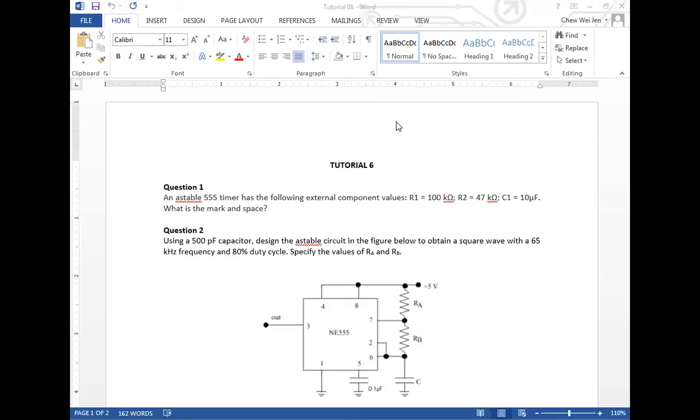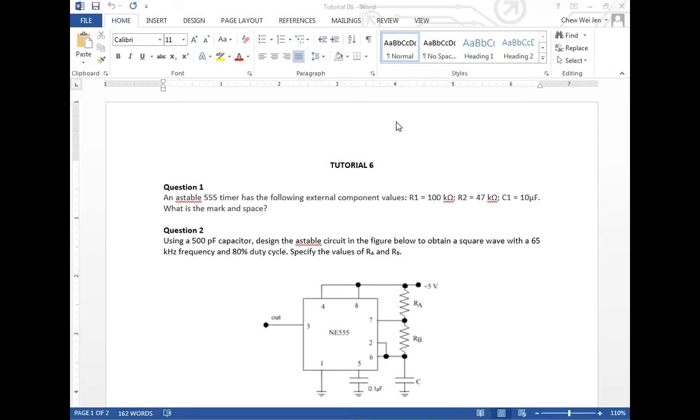So what is mark and space? Basically, mark and space is saying how much time is on and how much time is off. Mark is on, space is off. So what we are trying to do is find how much time the output was on and how much time it was off. The only information we are given is R1 is 100K, R2 is 47K, C1 is 10 microfarad. So how do we calculate that?